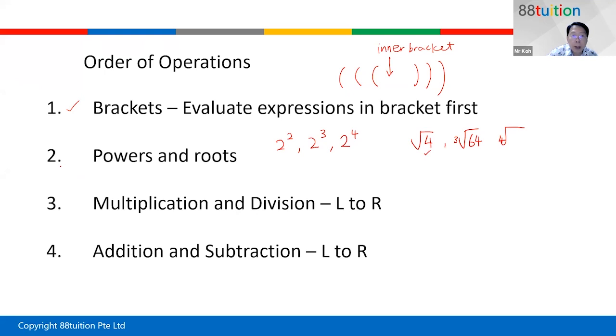And then, of course, the next one is something that you learned in primary school already, which is multiplication and division from left to right, whichever comes first. Some people like to say first come, first serve, left to right. Then addition and subtraction, also in order from left to right, whichever comes first. So this is the order of operations that you need to take note of, whether it is for integers or for rational numbers.